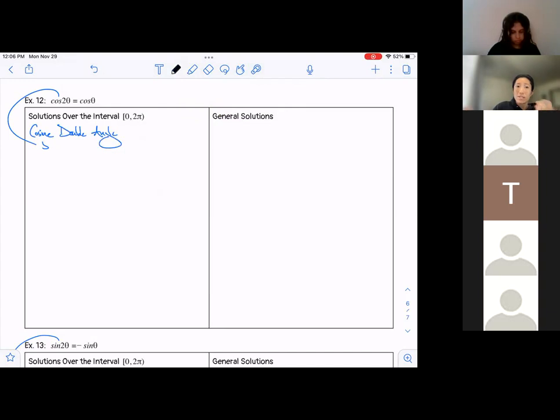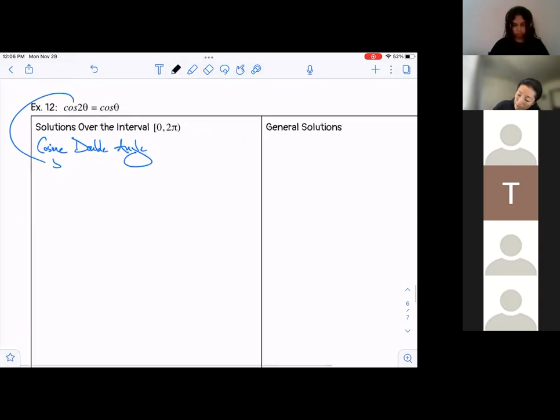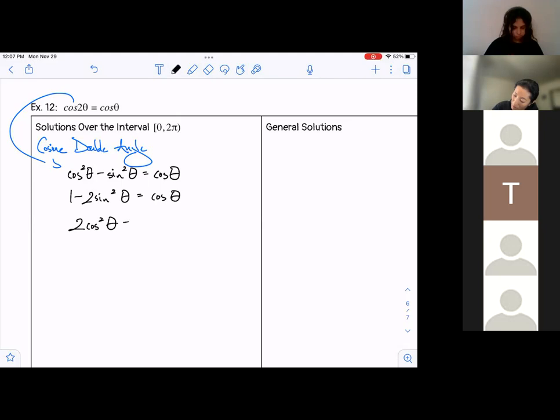Okay, so let's write all of them and let's just kind of see. So the first way I could write the cosine double is cosine squared minus sine squared. Right, so that's one way. I could also do 1 minus 2 sine squared theta equals cosine theta. And my last option is 2 cosine squared theta minus 1 equals cosine theta.